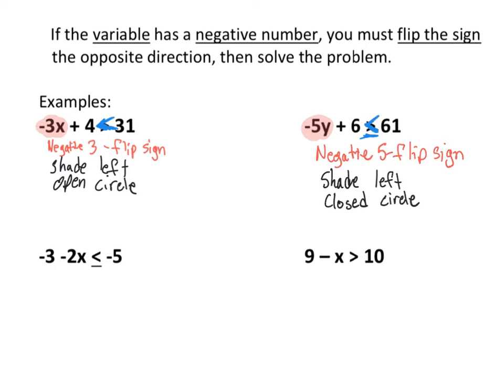Now let's look at our next example. Negative 3 minus 2x is less than or equal to negative 5. So the number with the variable is a negative 2. Since it is a negative 2, we're going to flip the sign.